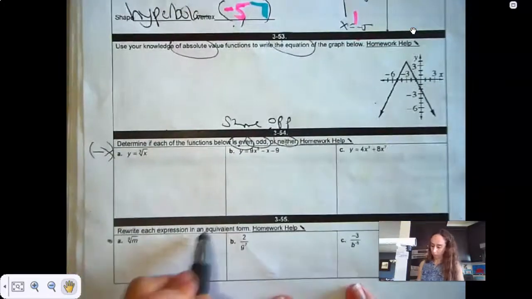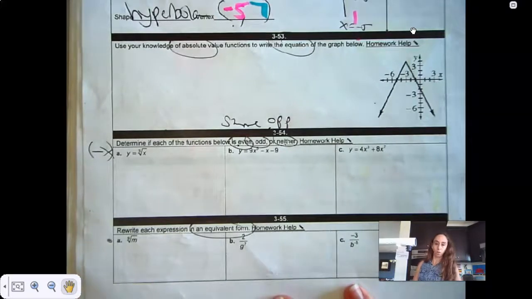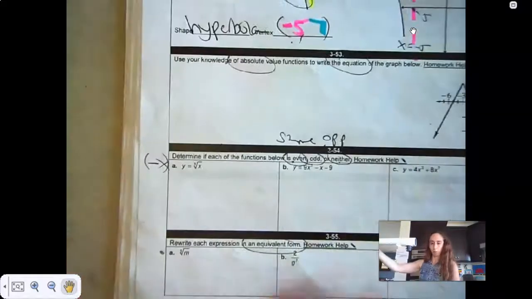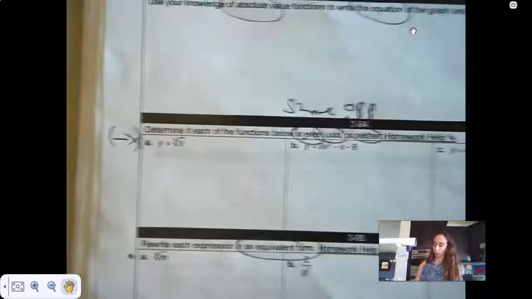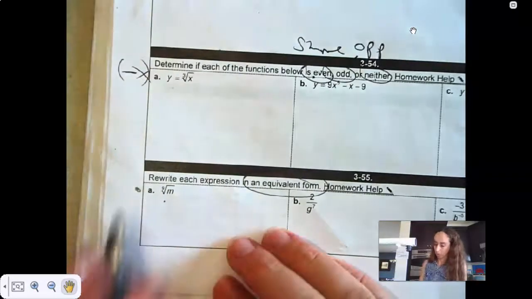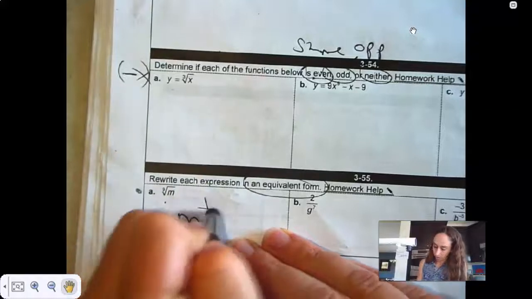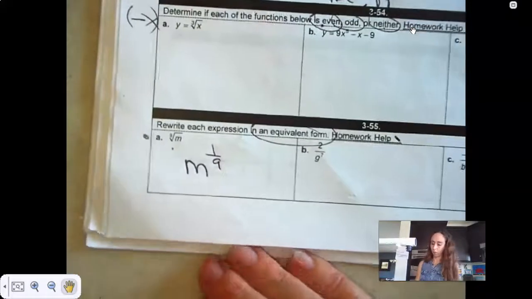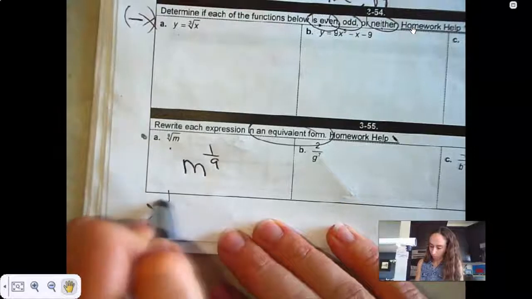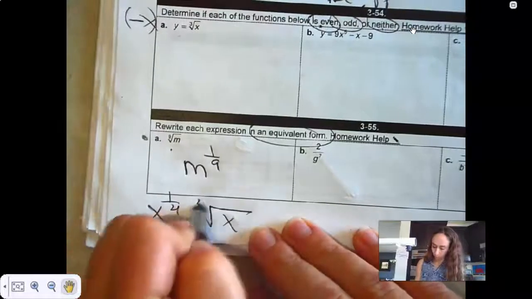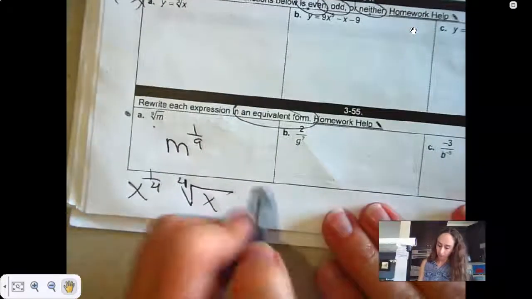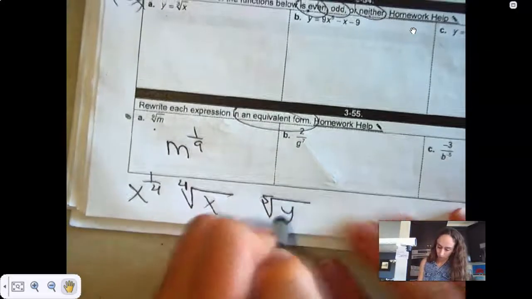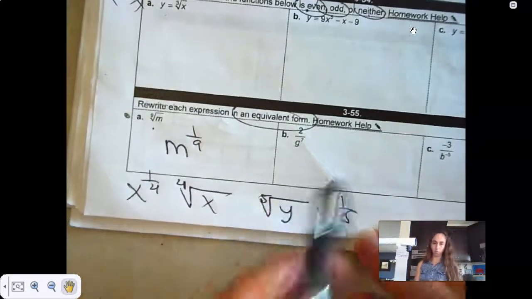Okay? This one, they want you to write it in exponential form, or equivalent form, I'm sorry. So if this is in square root form, in a sense, they want you to write it in exponential form. So that would be m to the 1/9. And I think I've gone over that before. If I have x to the 1/4, that's the 4th root of x. If I have the 5th root of y, that's y to the 1/5. And you can do those two problems, and that's your homework.